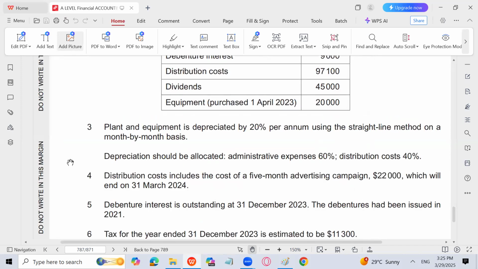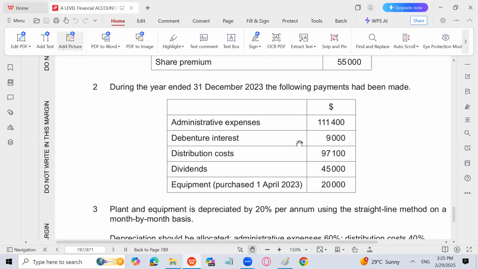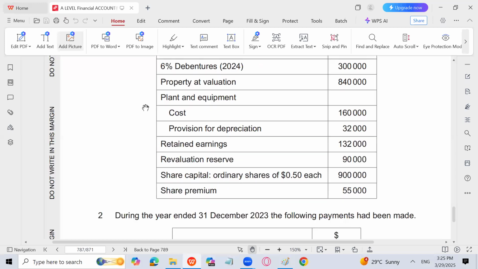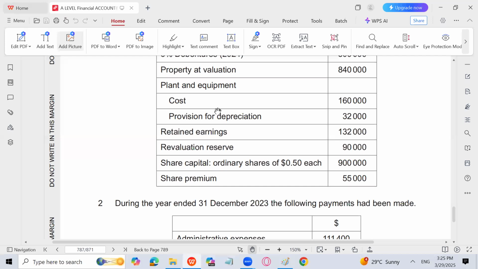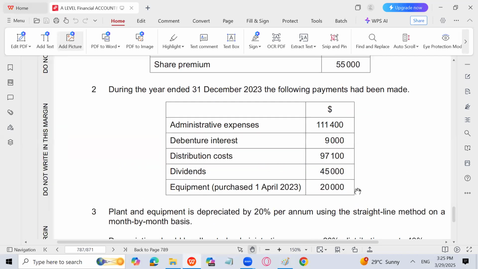During the year ended 31st December, the following payments had been made: admin expenses, debenture interest, distribution cost, dividends, and equipment purchased 1st April for 20,000. It means that we have purchased an equipment on 1st April 2023 for a price of 20,000. Always remember that equipment is given here, and that equipment amount is given at 1st January. So it means that in 1,60,000, the 20,000 of the equipment is not yet added.